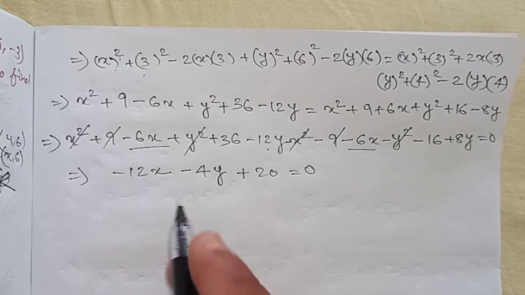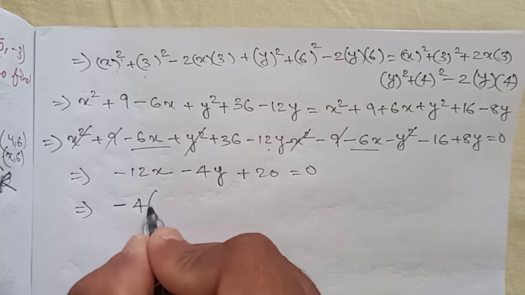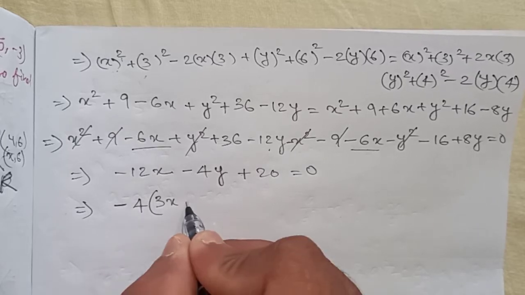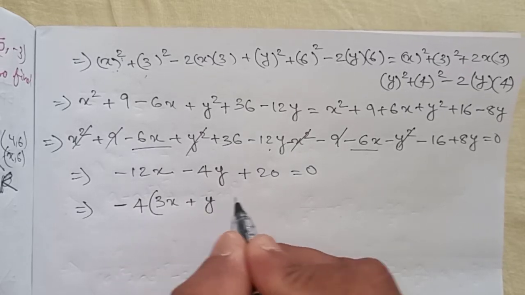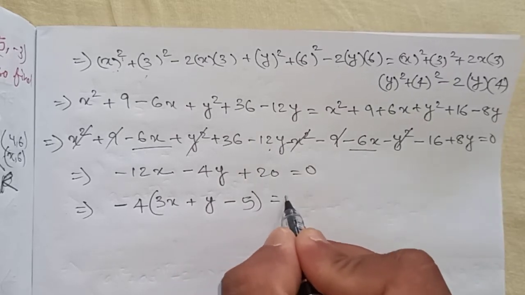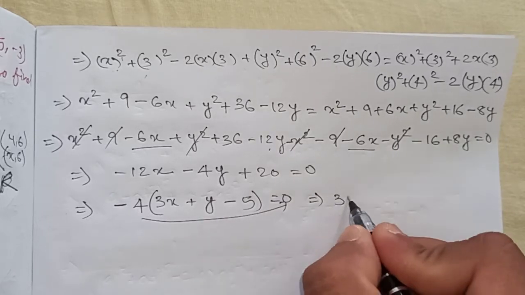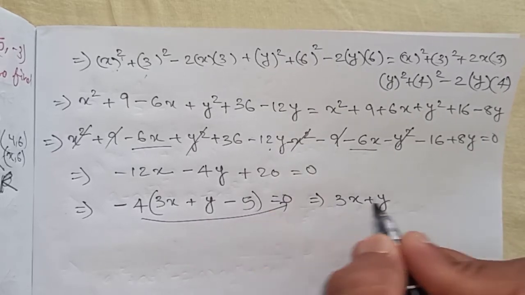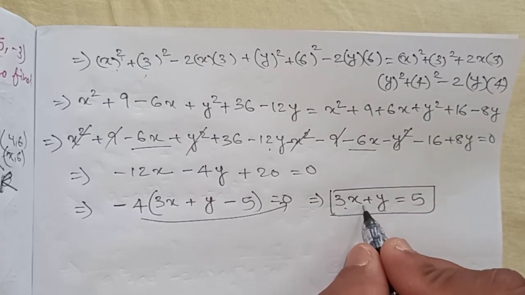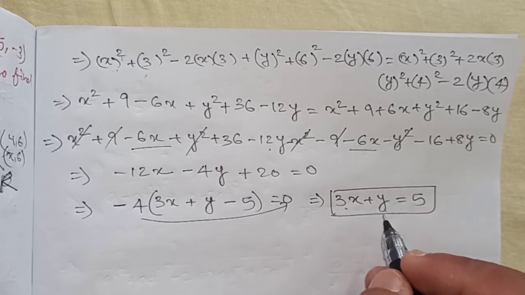Okay, now take out minus 4 common. So when we take out minus 4 common, minus 4 threes are 12, minus 4 ones are 4, minus 4 fives are 20. So this much we will get. Bring minus 4 this side. So the relation will be 3x plus y. Bring minus 5 this side. It will become plus 5. This is the relation between x and y. Thrice of x plus y will give us 5. This is the relation between x and y.